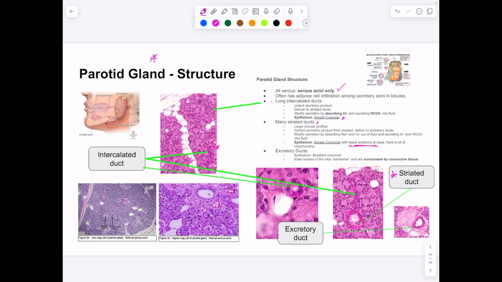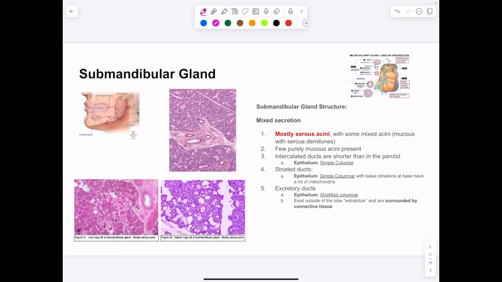And then finally, you have our excretory ducts, and the sign to know them is twofold. One, they're surrounded by connective tissue, and two, they are pseudostratified or stratified overall. All right, our submandibular gland right here is mixed secretion, but it's mostly serous acini.